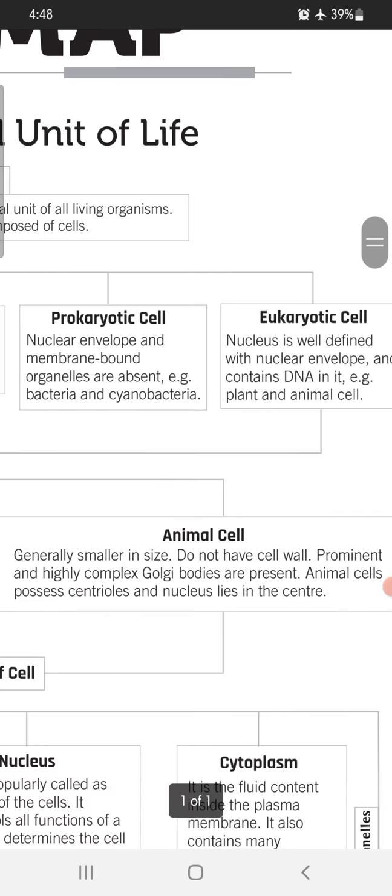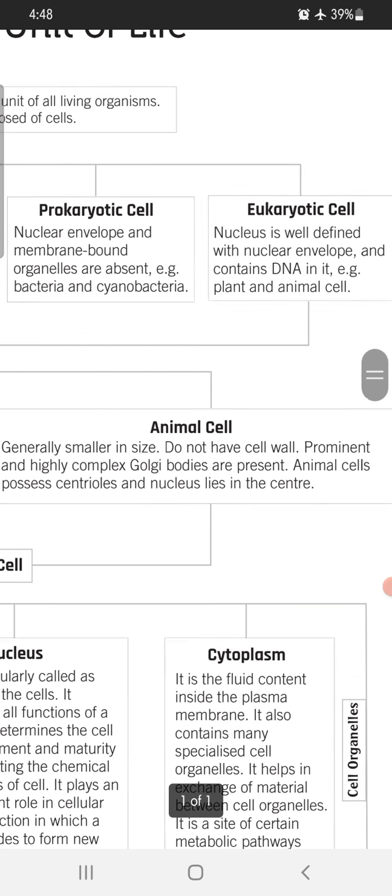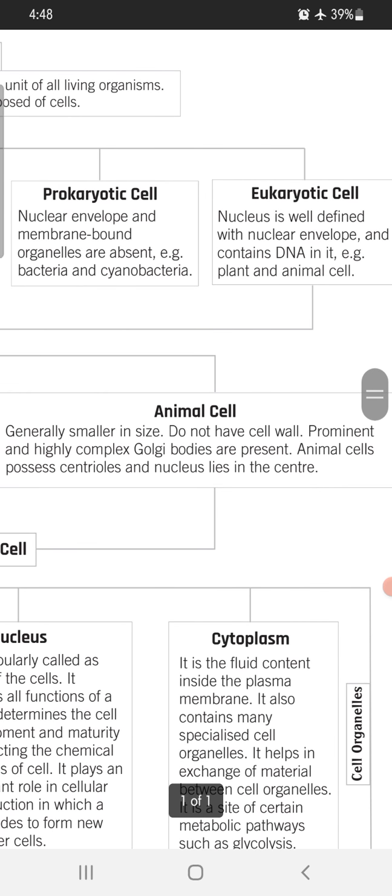Now, on the basis of the nucleus, that either the nucleus is properly defined or not well defined, organisms are divided again into two types, prokaryotic and eukaryotic. Prokaryotic cells are those having the genetic material present inside the cell, but that genetic material is freely present inside the cell. It is not bounded by the nuclear membrane. Whereas the eukaryotic cell has a very well defined nucleus with a proper nuclear membrane.